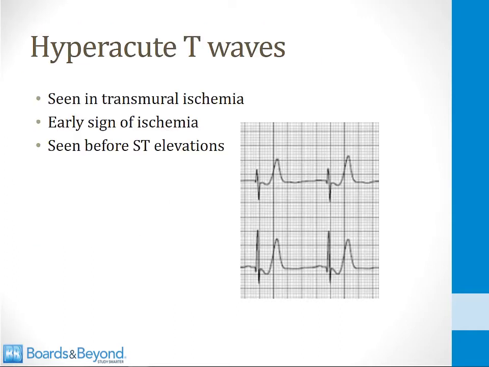Hyperacute T waves are another finding sometimes seen in transmural ischemia. They're often seen very early, sometimes before ST elevations. Hyperacute T waves are peaked T waves, similar to what you can see in hyperkalemia. This is an example of them shown on the screen here. They often occur together with ST segment depressions. If you look at these ST segments, this is the baseline. This is the ST segment. There's some ST depression here, in addition to the pointed or peaked T waves. These are called hyperacute T waves.